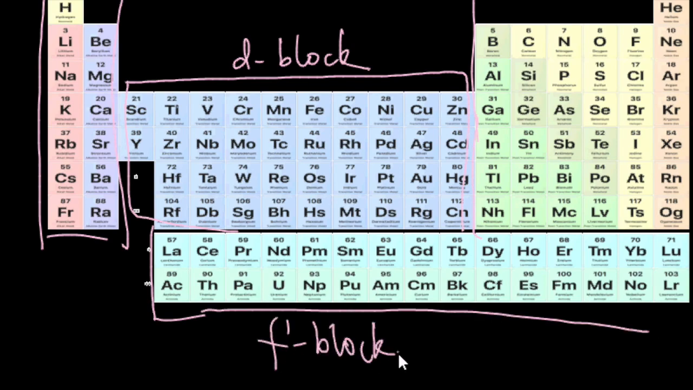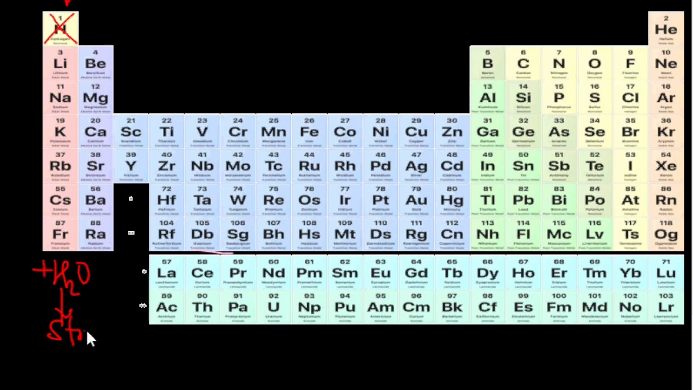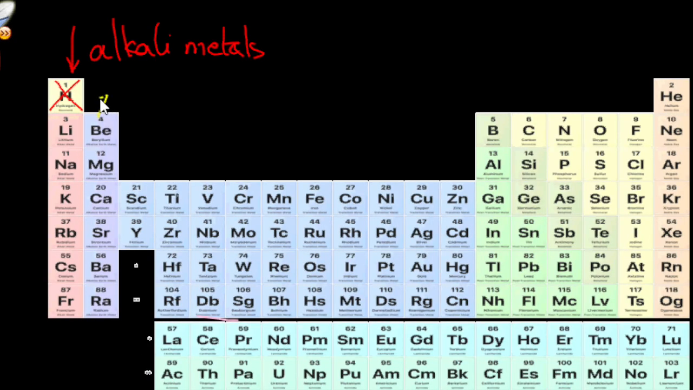Now let's get familiar with some of the most important groups and families. Look at group 1. Apart from hydrogen, which is a nonmetal, all the other elements are metals. They are called alkali metals because when dissolved in water, they become strong alkalis. Group 2 elements are dubbed alkaline earth metals.